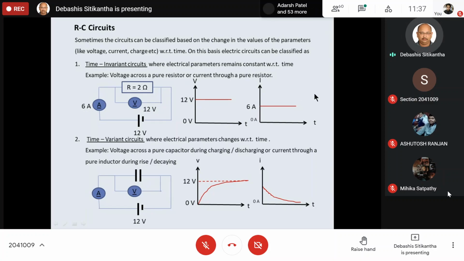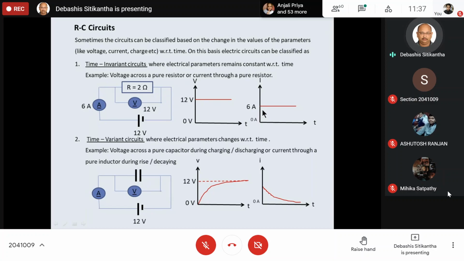If I plot it on a graph, I can say that as the time increases, there is no change in the voltage, neither is there any change in the current associated with the purely resistive circuit. So this type of circuit is known as time invariant. The name itself is saying that it is not going to vary.